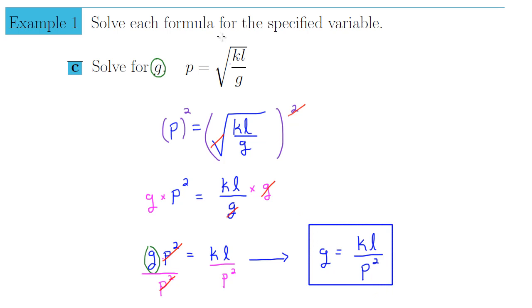Okay, so in this formula we noticed that we had a square root trapping the g, which we were trying to solve for. So we squared both sides. Unfortunately, that left us with a denominator, so we multiplied to get rid of the denominator. And then finally, we were able to divide by p squared to get g all by itself.